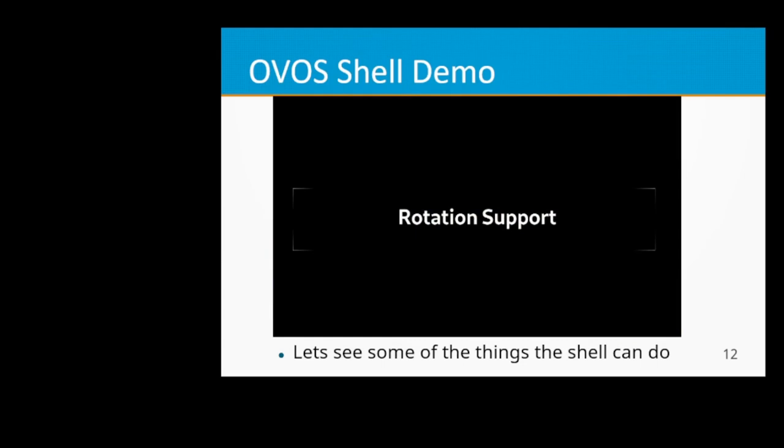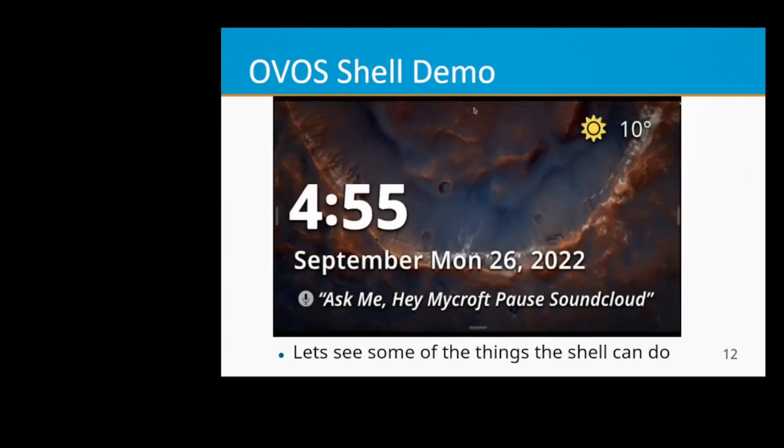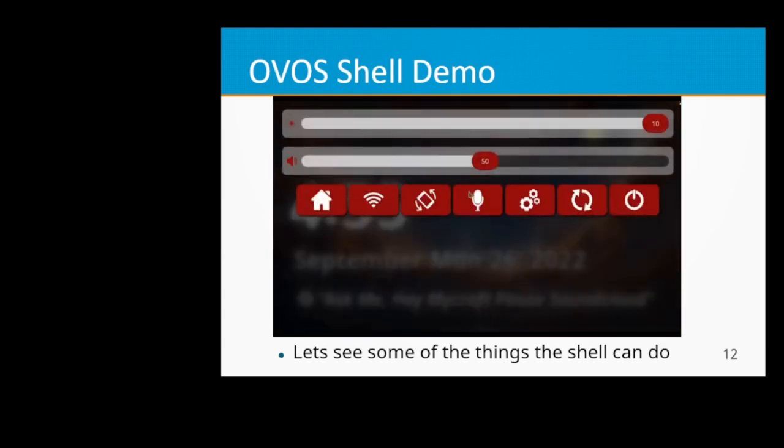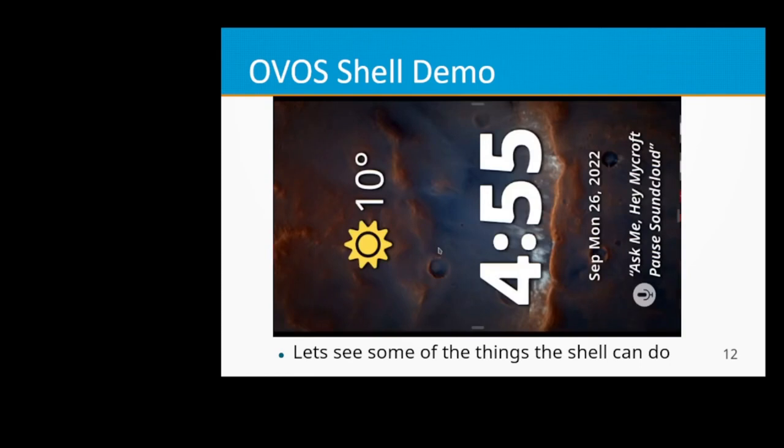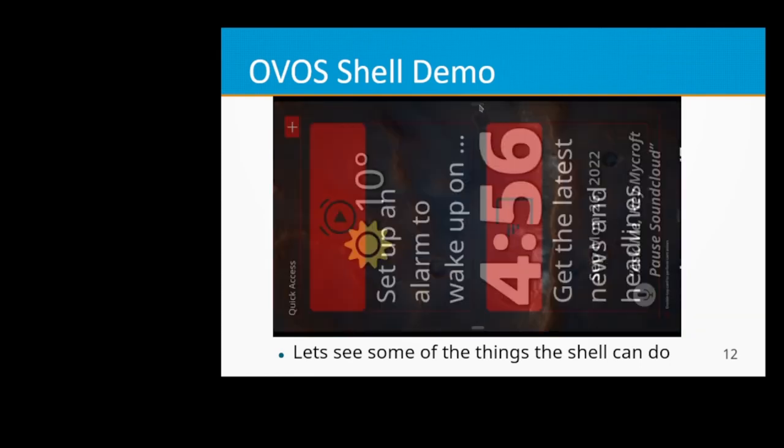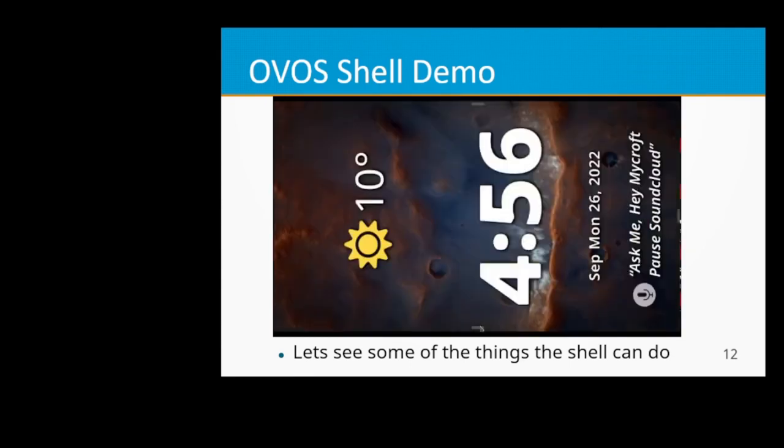OVOS shell provides full rotation support for vertical orientation, horizontal orientation, flipped vertical orientation, and flipped horizontal orientation screens. This setting can easily be accessed from our drop-down menu, and preferences will always be saved on reboot.